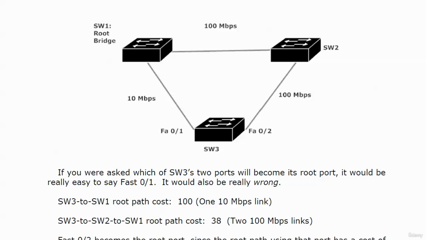Because the switch 3 to switch 1 path, the overall root path cost there is going to be 100, because you have a single 10 meg link. But the switch 3 to switch 2 to switch 1 root path cost is actually 38, because you have 2 fast Ethernet links on there.